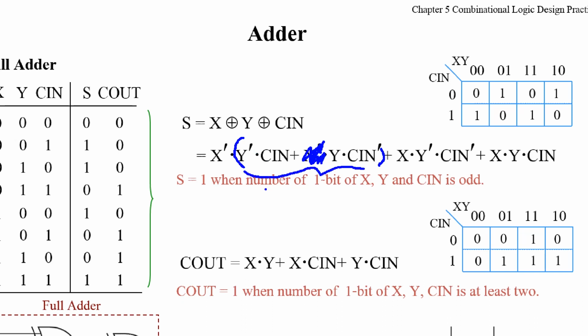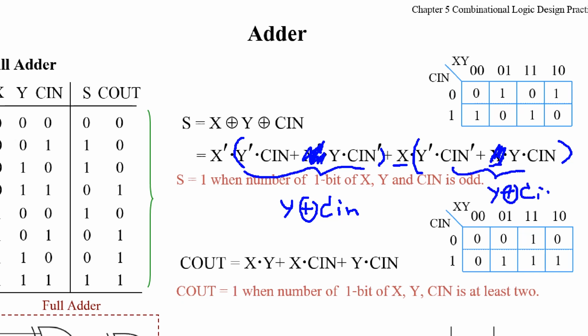So this term you can write as y XOR carry in, right? This one also has x as a common term, so you can use factoring to remove this term. This one is y prime carry in plus y carry in prime, so it's XNOR, right? So this term is XNOR, so invert to XOR prime. After that, this term goes with x prime, this term goes with x. So it's x XOR y XOR carry in.